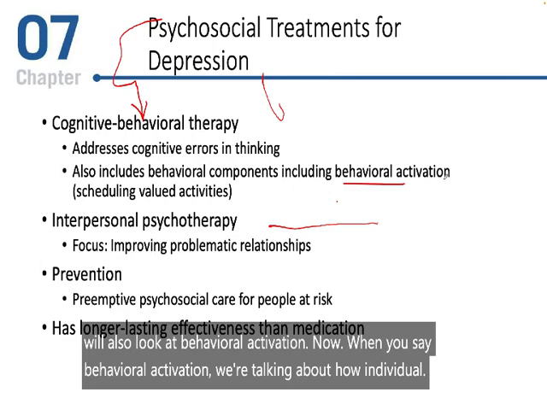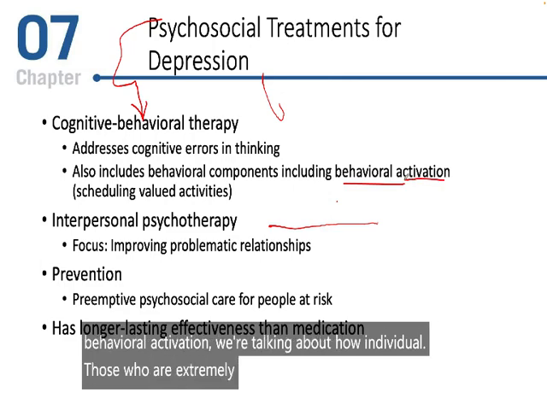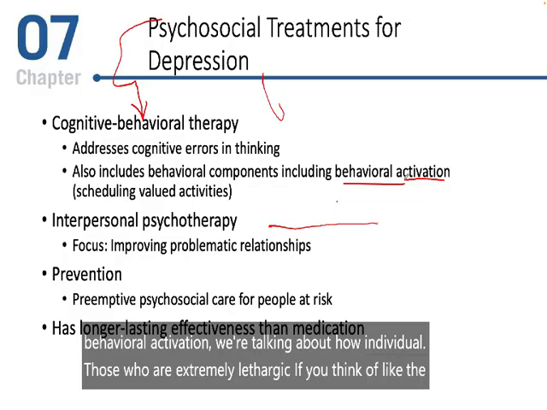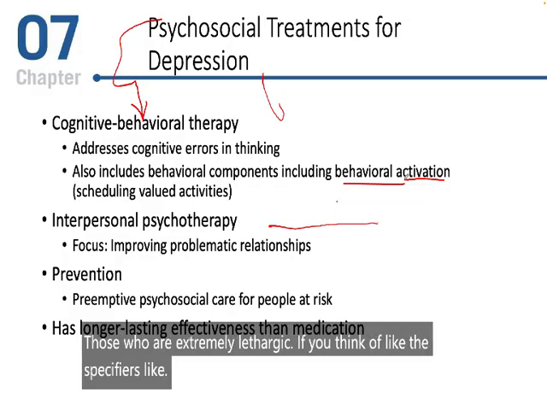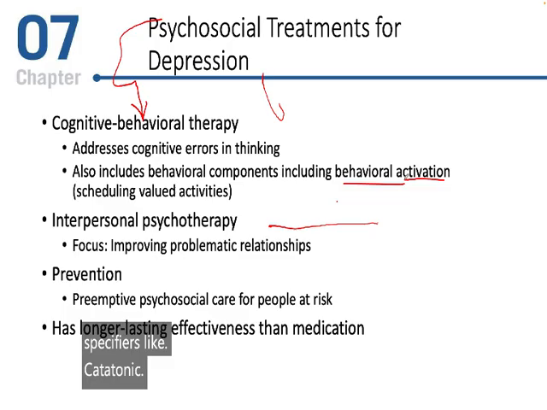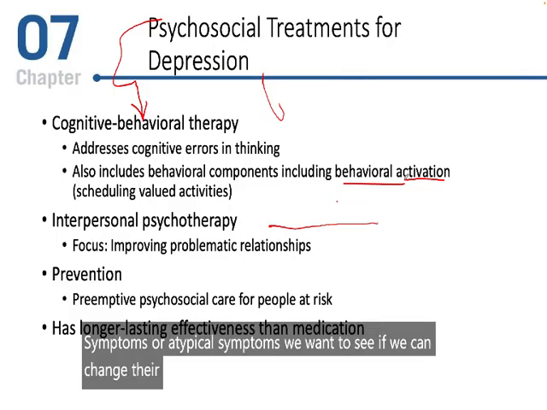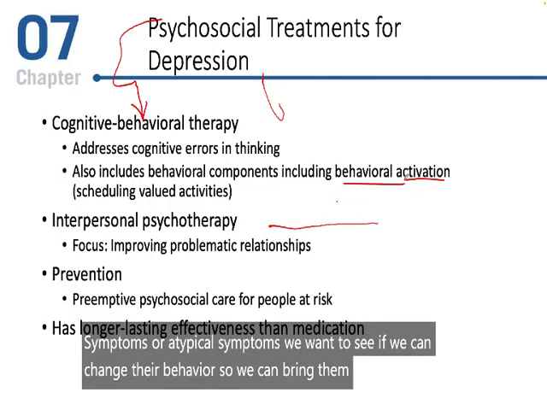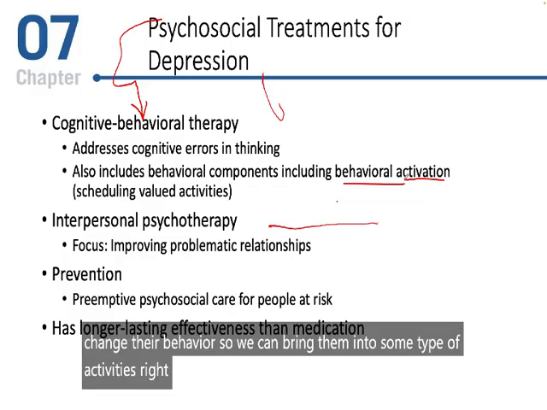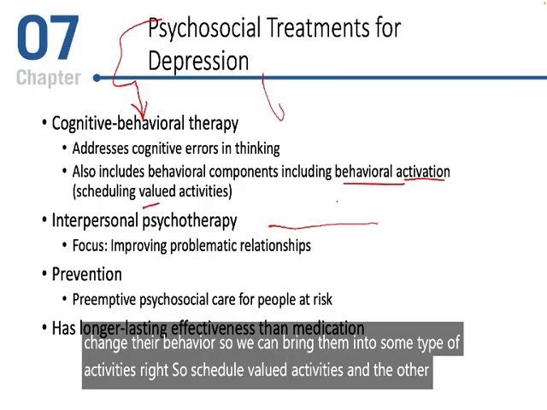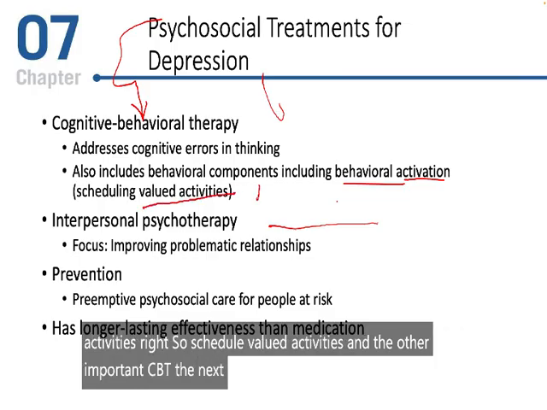those who are extremely lethargic, if you think of the specifiers like catatonic symptoms or atypical symptoms, we want to see if we can change their behavior so we can bring them into some type of behavioral activities, right? So scheduled valued activities. And the other important CBT, the next evolution, is acceptance and commitment therapy, ACT.